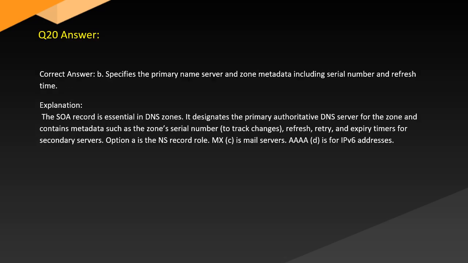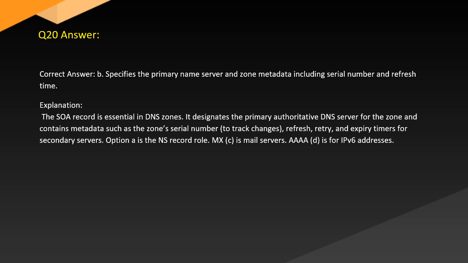Answer. Correct answer: B. Specifies the primary name server and zone metadata, including serial number and refresh time. Explanation. The SOA record is essential in DNS zones. It designates the primary authoritative DNS server for the zone and contains metadata such as the zone's serial number to track changes, refresh, retry, and expiry timers for secondary servers.